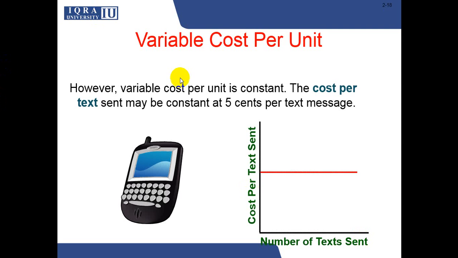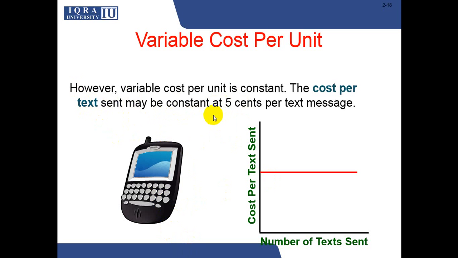Now, the behavior of per unit cost. How will we predict this behavior? However, variable cost per unit is constant. How is the variable cost per unit constant? The cost per text sent may be constant at 5 cents per text message. If I am sending each text message at 5 cents, my per unit price is constant. If I am sending 10 messages, 10 fives are 50. If I am sending 100, it will be multiplied with this 5 cents. So whatever the level of activity, it will multiply. So in short, variable cost per unit is constant, right?